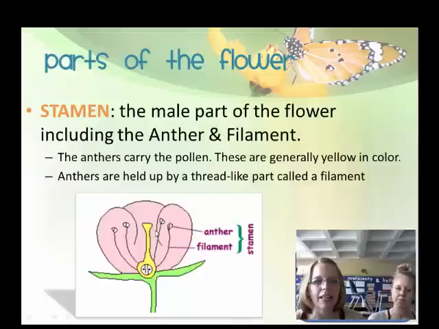Easy access. I like how stamen has the word min in it. Stamen is min, and that is the male part. So think stamen, that's the male part.